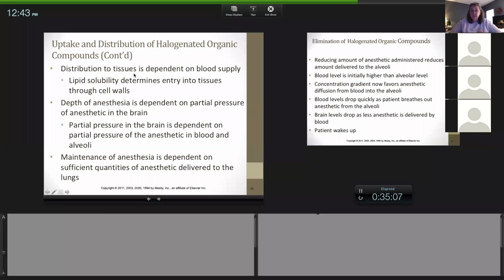Distribution to the tissues is the blood supply to the tissues. So the better the blood flow, the better the supply. Depth of anesthesia is based on the partial pressure in the brain. Again, when you first induce or first give an inhalant anesthetic, it's going to take a moment for it to diffuse to the blood and reach a concentration in the brain. That's why we start at a higher percent right after induction, and once you achieve adequate blood levels and brain levels, you can turn it down and then maintain it.